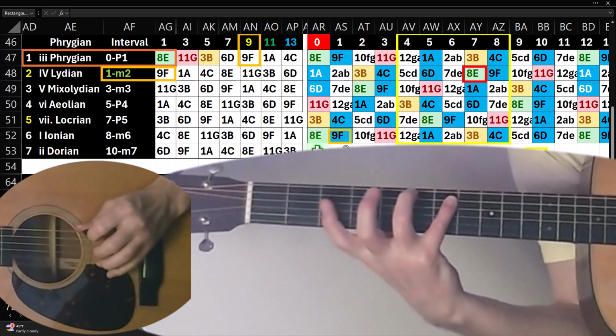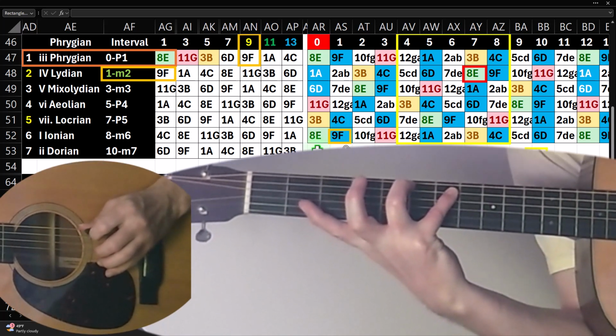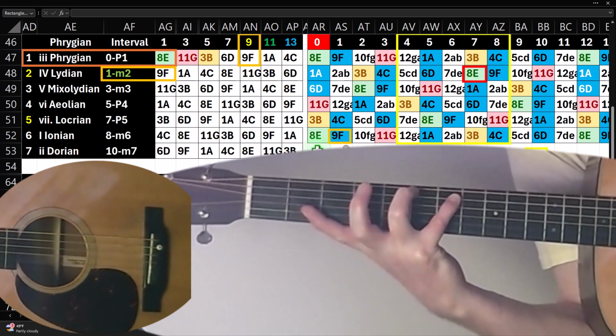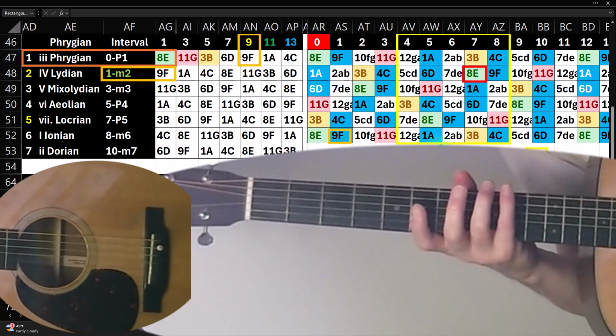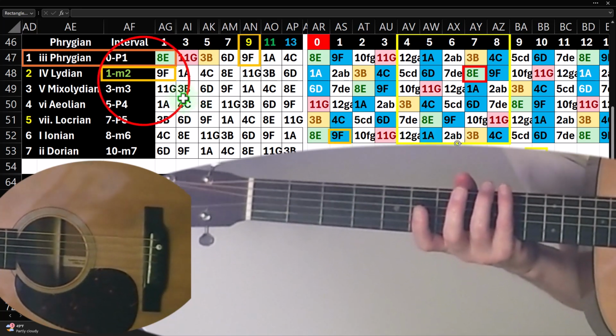So it would be way over there, and I can't quite reach it because it's 6 frets. It's right in the middle. So that's the one that's going to be out of reach. All other intervals will basically be within reach. All right, let's go to the next one down.